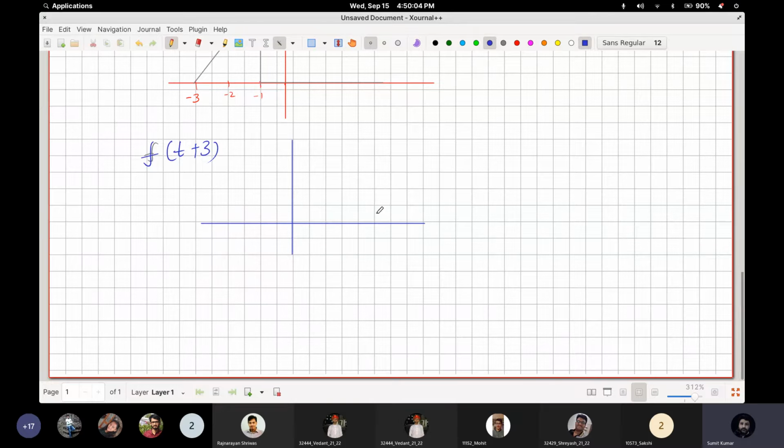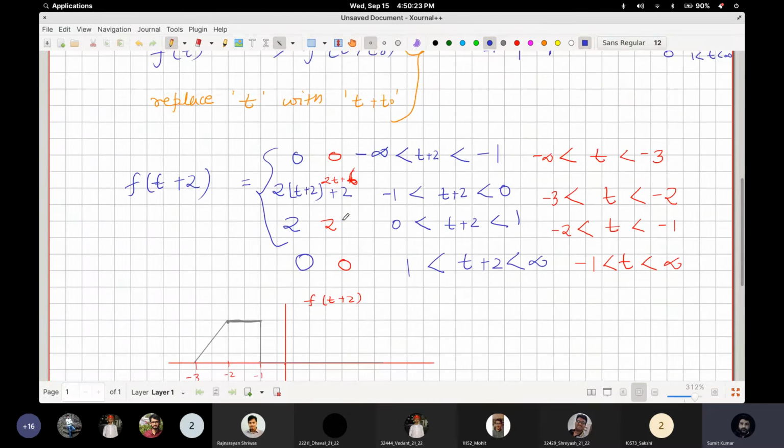It will shift left 3 units. So t plus 2 becomes t minus 3. Let me use f of t minus 3. What will happen to the graph now? It shifts to the right 3 units, isn't it?